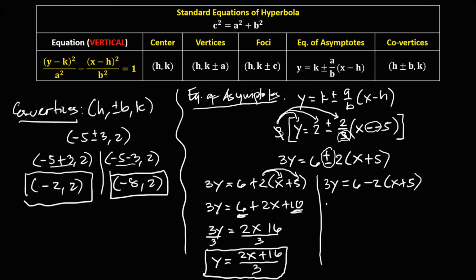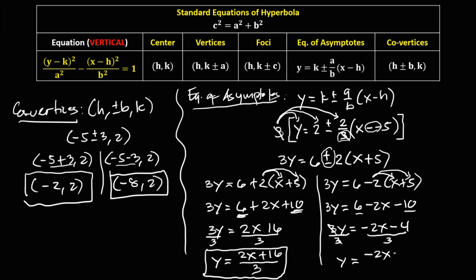Then the second one, so we have 3y equals 6, distribute, negative 2x, this is negative 10. Then we have now 3y equals negative 2x, 6 minus 10, this one is negative 4. Then divide by 3, so therefore y equals negative 2x minus 4 over 3. So these are now the equations of the asymptotes.